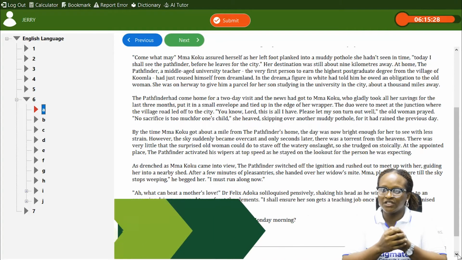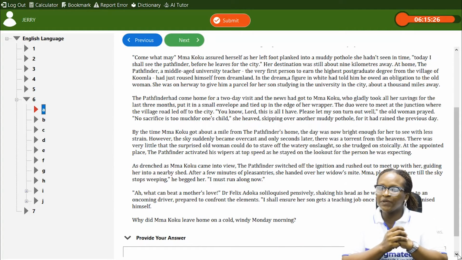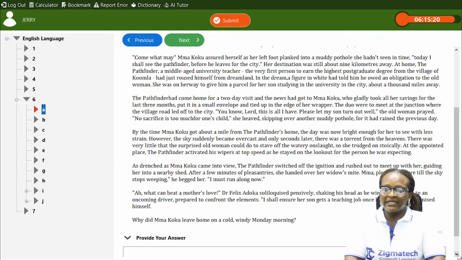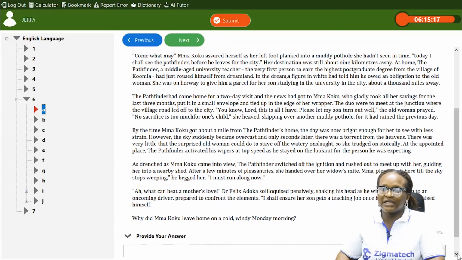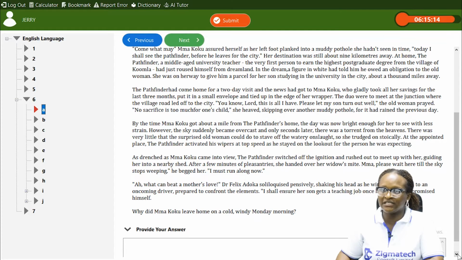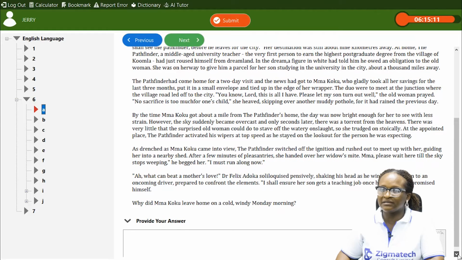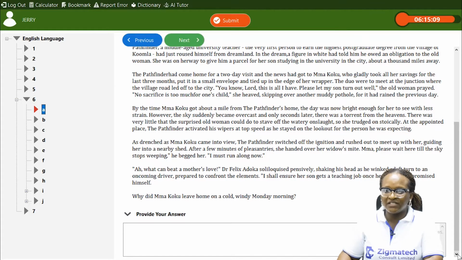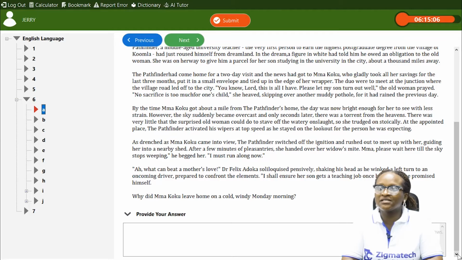No sacrifice is too much for one's child, she heaved, skipping over another muddy pothole, for it had rained the previous day. By the time Mma Koko got about a mile from the Pathfinder's home, the day was now bright enough for her to see with less strain. However, the sky suddenly became overcast, and only seconds later, there was a torrent from the heavens. There was very little that the surprised old woman could do to stave off the watery onslaught. So she trudged on stoically.